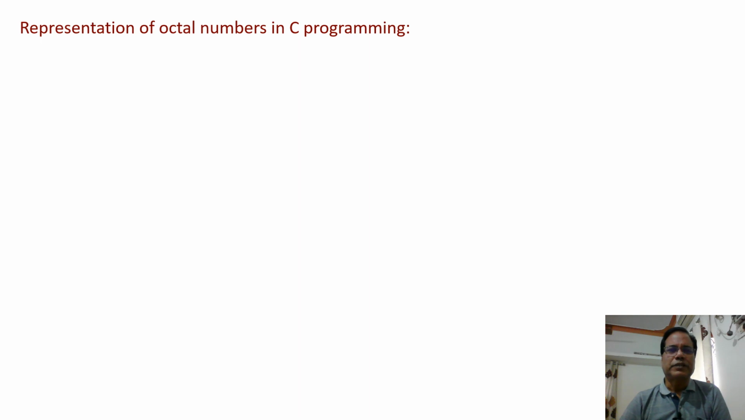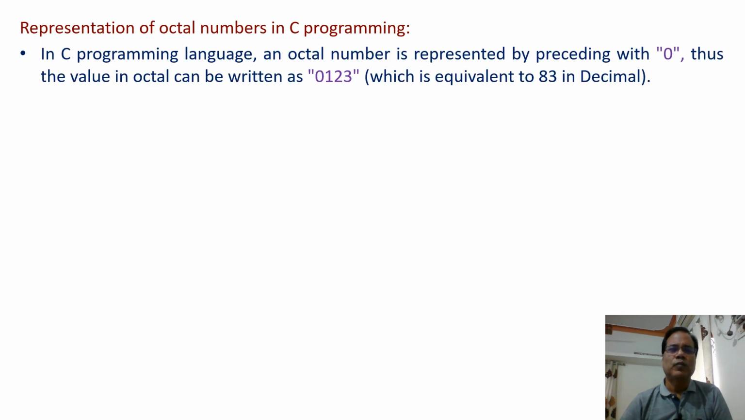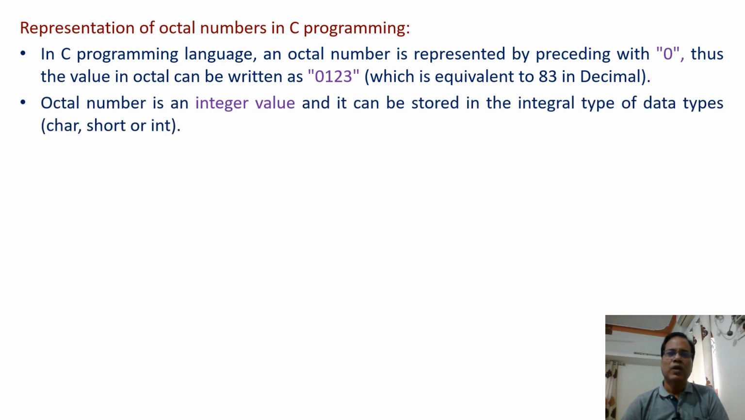Now let us discuss how octal numbers are used in C programming. In the C programming language, an octal number is represented by preceding it with 0. Thus the value in octal can be written as 0123, which is equivalent to 83 in decimal. An octal number is an integer value and it can be stored in integral data types like character, short integer, long integer or integer.